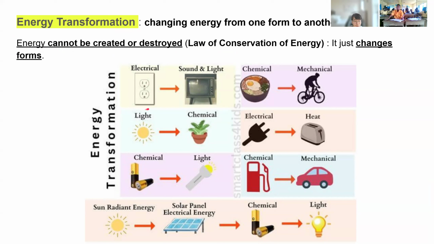So here we have transformation of electrical energy from the outlet to sound and light, if we plug in the TV. If we have light energy from the sun, it can be converted into chemical energy in the plant by going through photosynthesis. Chemical energy from the batteries can be converted into light if it is used in the flashlight.